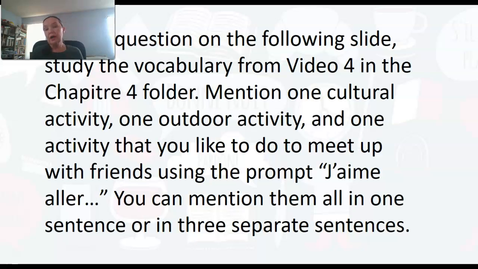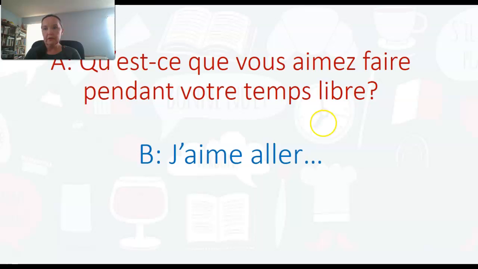And you'll use the prompt j'aime aller to talk about those activities. Okay, so as an example, I might say for myself, j'aime aller au musée, j'aime aller au théâtre, j'aime aller au parc pour courir, j'aime aller à l'église avec ma famille. So those would be some examples, and you can choose any of the activities that come from video 4. All right.